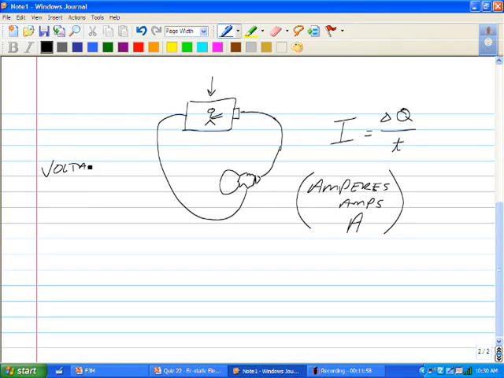Incidentally, voltage is the push. It's also known as electric potential, or potential difference. And I will expect you to know all three of these terms. Yes, that's what pushes the charge.